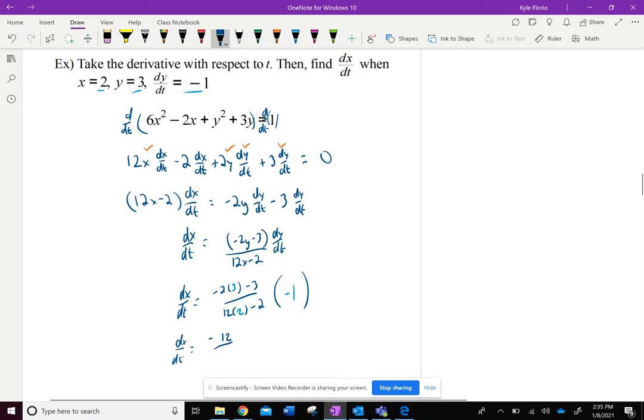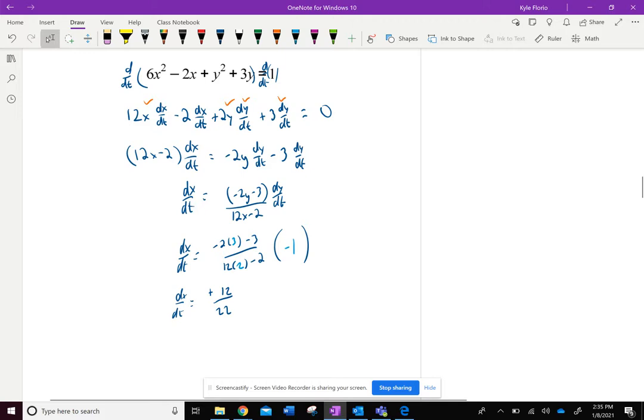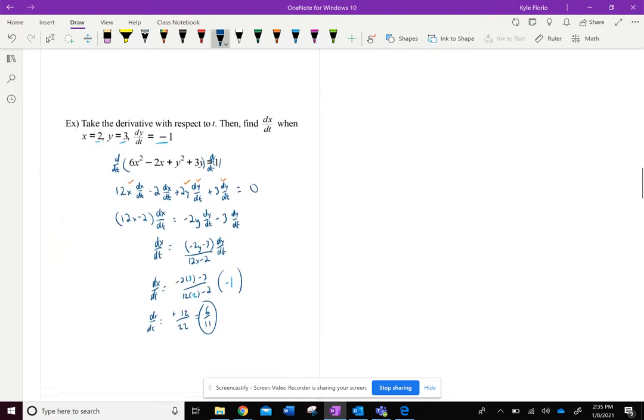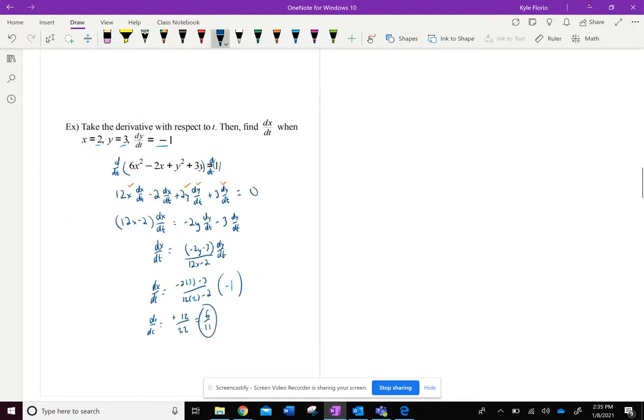12 times 2 is 24. 24 minus 2 is 22. Times the negative 1, so the double negative is going to make that a positive, right? And that simplifies to, I don't know, what's that, 6 over 11? Okay. So if we're given all this information, we can actually find what dx dt is.